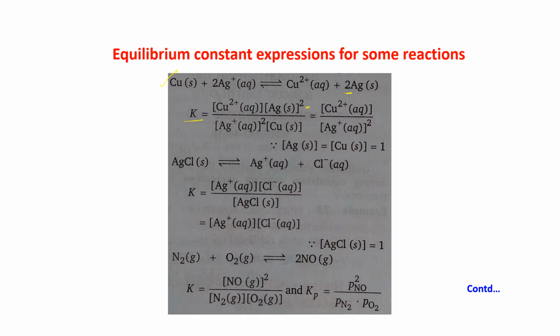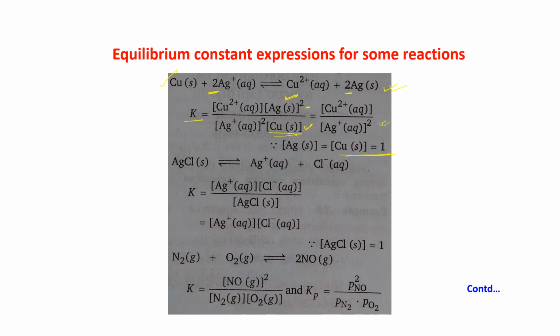Divided by Cu solid here and Ag plus to the power 2, because its stoichiometry is also 2. Now here you can see that this Ag is in the solid state and this Cu is also in the solid state. So their concentration will be taken as unity. Their active mass will be taken as unity. So what we are getting, the K for this particular reaction will be Cu2 plus aqueous divided by Ag plus aqueous to the power 2.